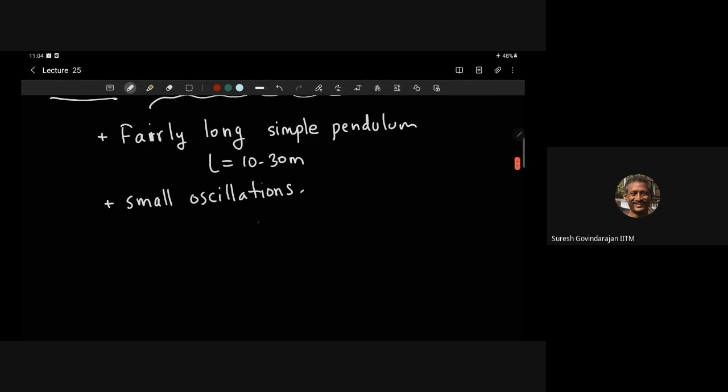Then omega is just root g by L, and this is order 1, because if L is around 10 meters and g is 10 meters per second squared, just to estimate these numbers, it's order 1. We'll call this omega naught.